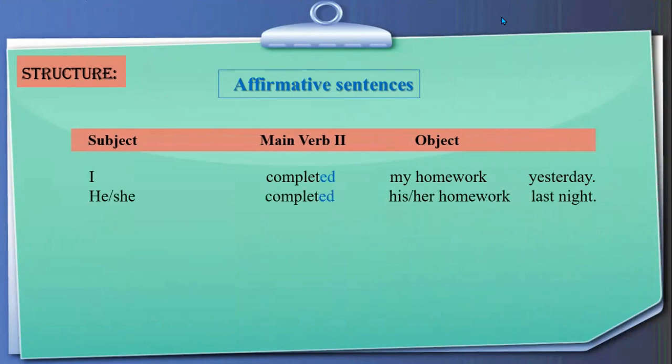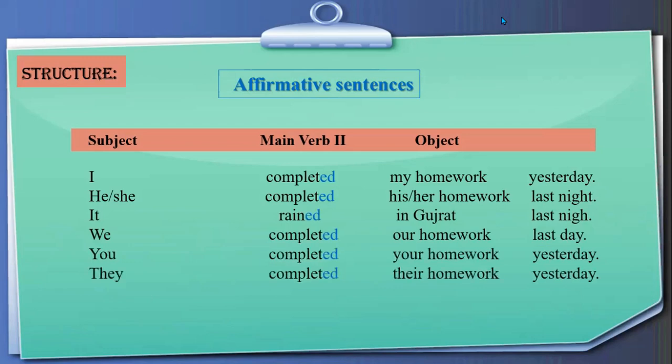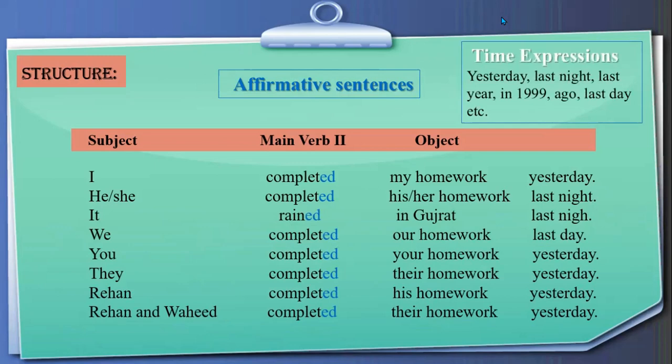He or she completed his or her homework last night. It rained in Gujarat last night. We completed our homework last day. You completed your homework yesterday. They completed their homework yesterday. Rehan completed his homework yesterday. Rehan and Wahid completed their homework yesterday. So this is the way we are making sentences in affirmative form.